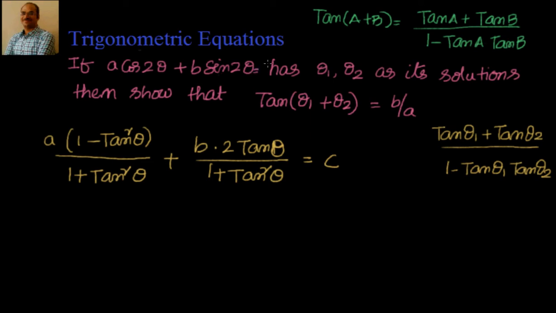Okay, let's go back. Now we have to convert. We can see that now everything is in tan. So let's simplify that. a into 1 minus tan square theta plus 2b tan theta. If I multiply this whole thing with 1 plus tan square theta, this is what I will be getting: c into 1 plus tan square theta.